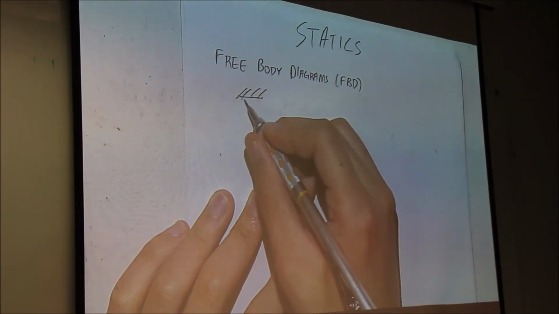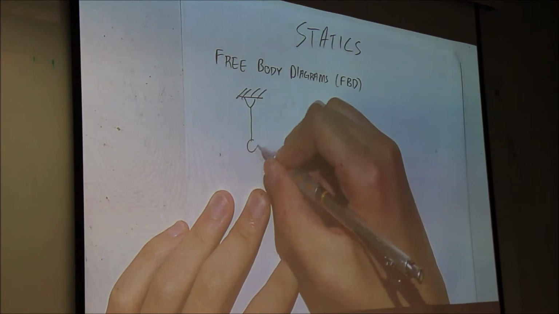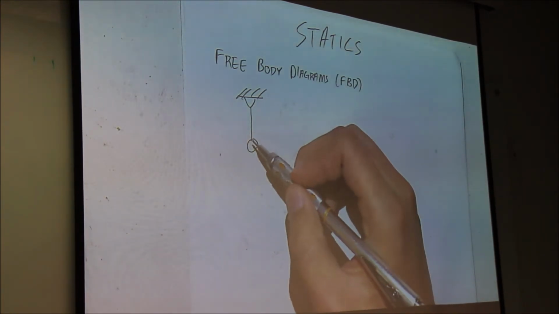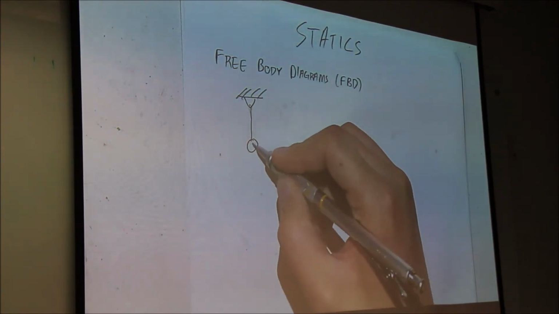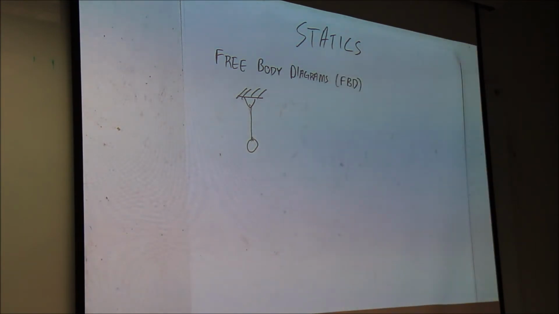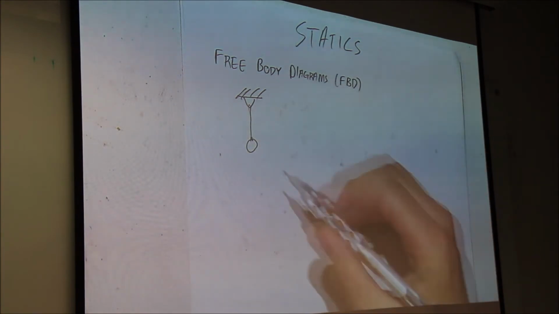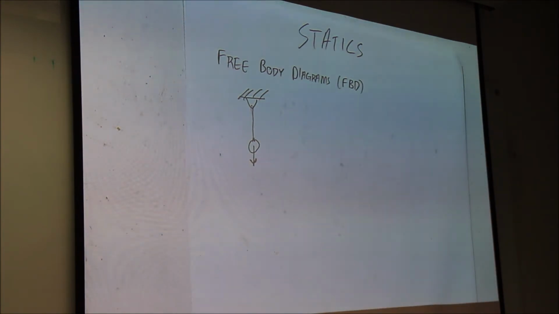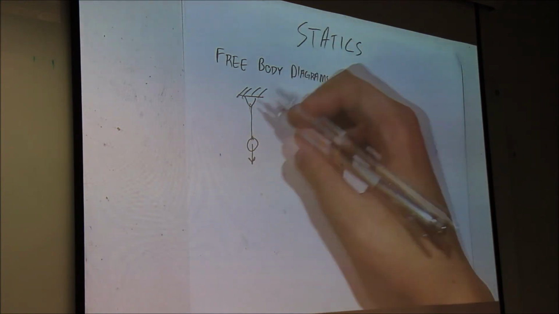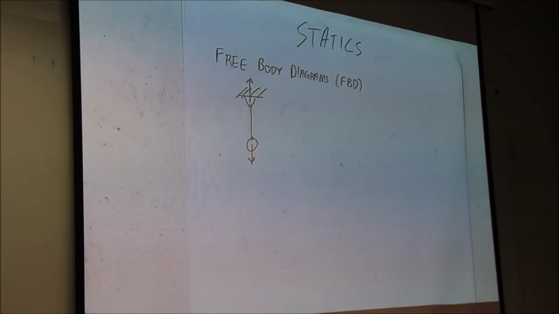Let's say I have some sort of pendulum, right? It's just a rope affixed to a hook in the ceiling, and then it's attached to some sort of ball. What we hope to do with a free body diagram is to more precisely look at the forces any individual thing might be seeing. So this ball is going to have some sort of weight. It's going to pull down on it. This hook up here is going to be pulling on it, pulling it back up.